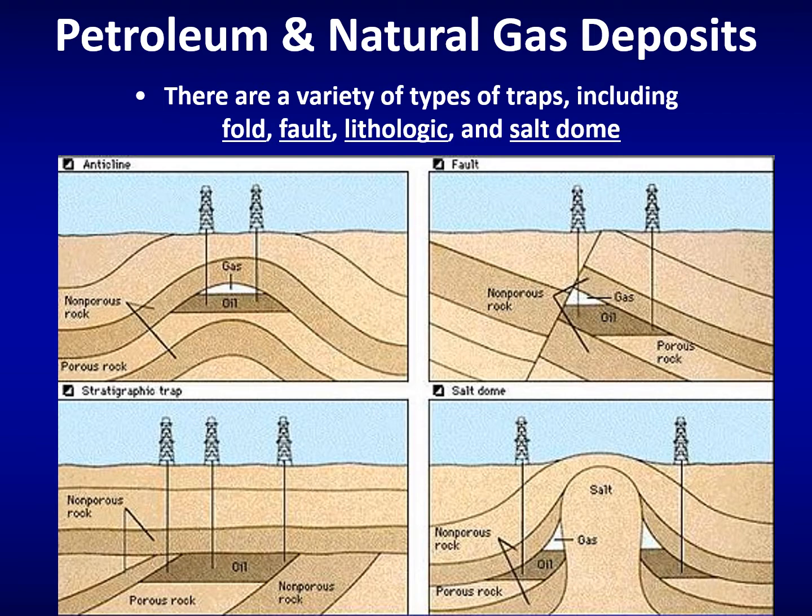There are a variety of ways in which you can form a trap for oil and natural gas. The picture here shows several ways. You can have a fold, pictured in the upper left there. You can have a fault, pictured in the upper right. You can have a lithologic or stratigraphic oil trap, where different rock layers form an unconformity with the rock layers below, providing a trap. And then you can also have salt domes.